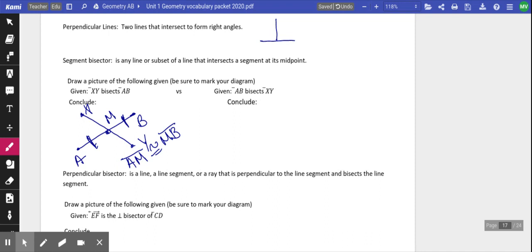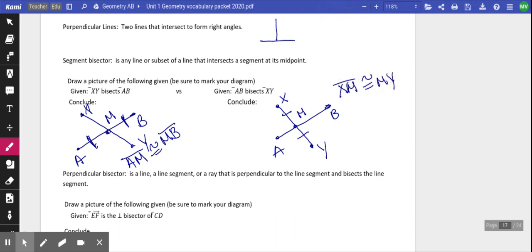Now the opposite would be AB bisects XY. We can still have it going the same way, AB going this way, but that means that XY is the one being bisected. So if they intersect at M, that means that XM is congruent to MY. It means nothing about the other segment.